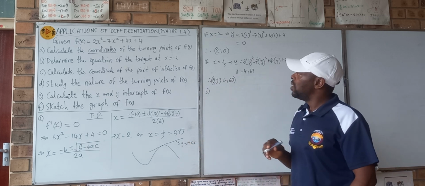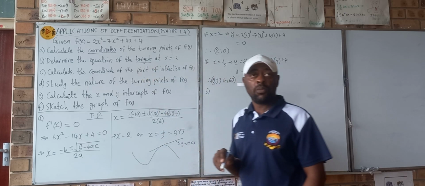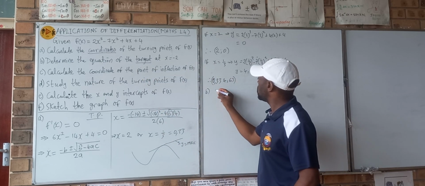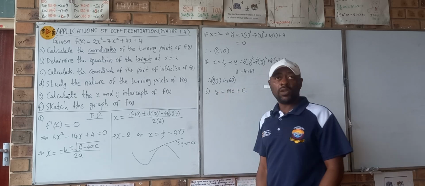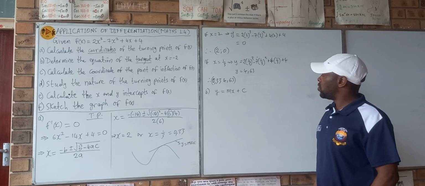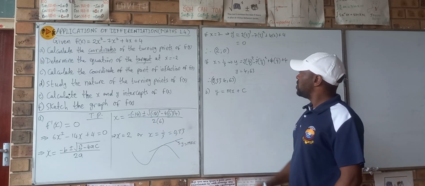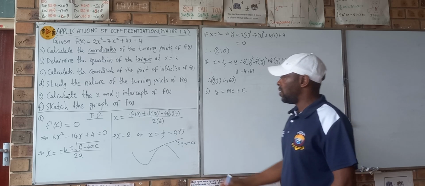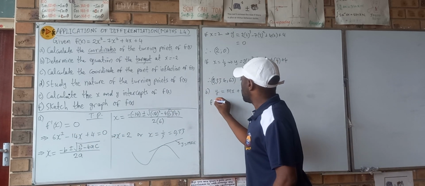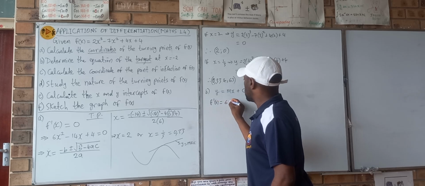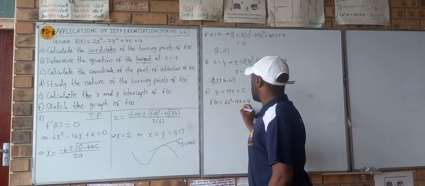So each time I'm told to determine the equation of the tangent at any point, all I need to do is to know that I'm looking for y equal to mx plus c. So that is what I'm doing. To get my m, I need the first derivative. Luckily, the first derivative, we got it already. My first derivative was 6x squared minus 14x plus 4.